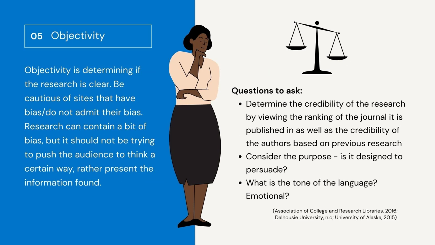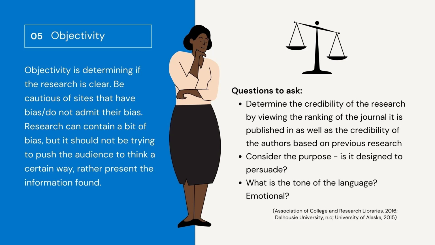And finally, we have objectivity. Objectivity is determining if the research is clear. Be cautious of sites that have bias or do not admit their bias. Research can contain a bit of bias, but it should not be trying to push the audience to think a certain way, rather present the information found.